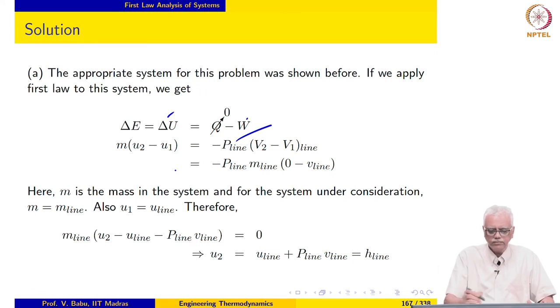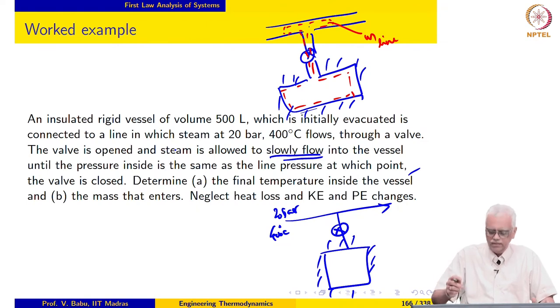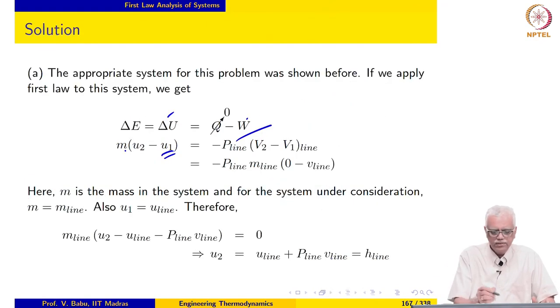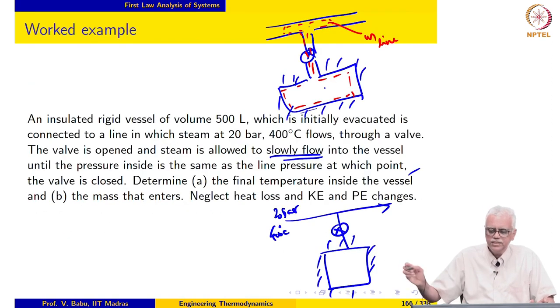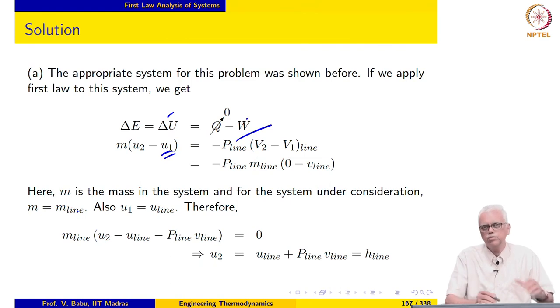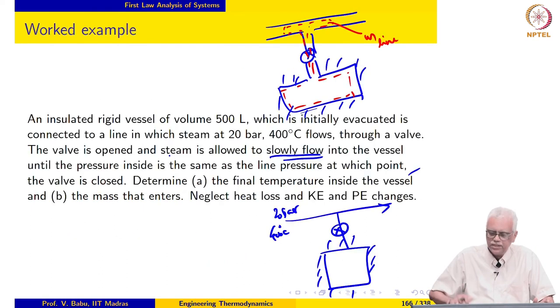And so notice that this term here, delta U, is actually M times U2 minus U1, where M is the mass of the system. But in this case, since the vessel is initially evacuated, the mass of the system is equal to whatever mass is going to enter from the line. And U1 is equal to U line. This is the specific internal energy of the mass that is going to enter from the line. So U1 is equal to U line.